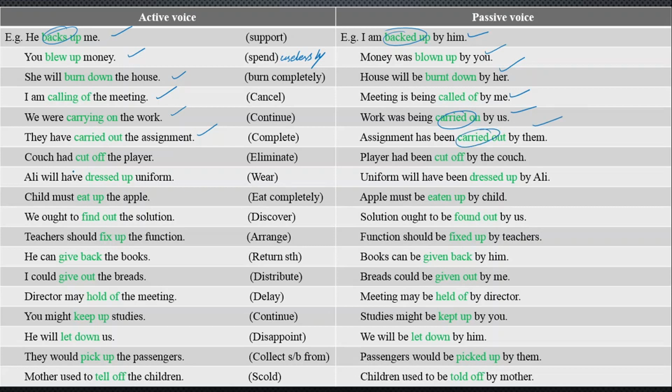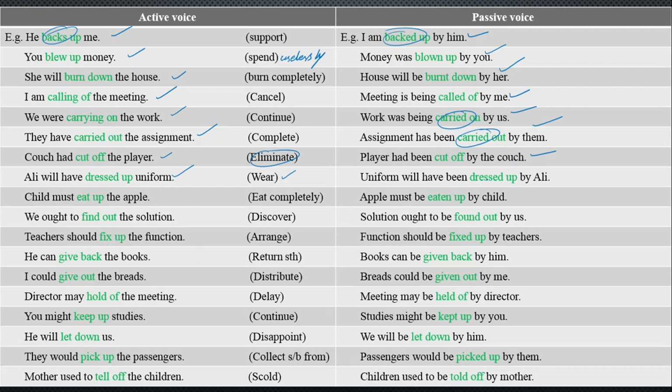Next we have got: coach had cut off the player means eliminated the player, and player had been cut off by the coach. After that we have got: Ali will have dressed up the uniform means he had dressed in the uniform or wear the uniform.